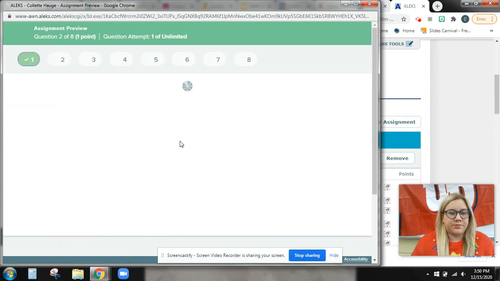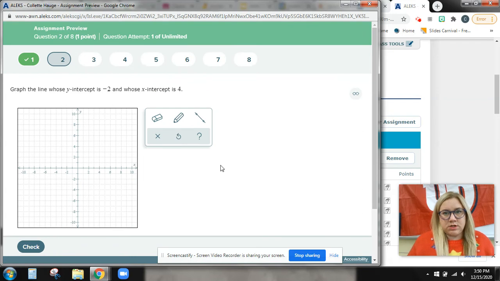Let's look at number 2. You'll all have different problems on yours. It says graph the line whose y-intercept is -2. So here's the y-axis. I'm going to go to -2, and I'm just going to click one time. Sorry, I need to click on my pen. That's going to place a point right at -2.